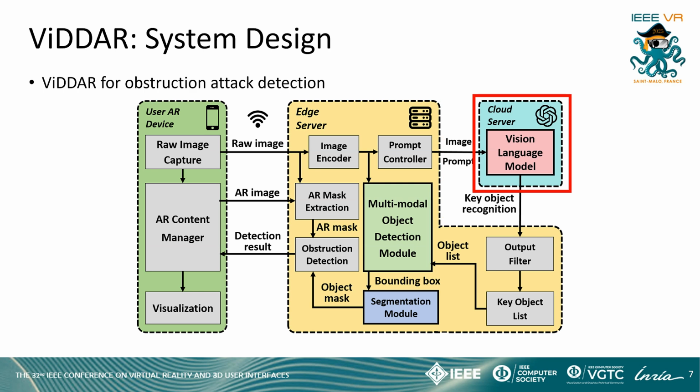The cloud server hosts a VLM, which processes the encoded raw image, identifies the key object within it, and sends the name of the identified object back to the edge server.